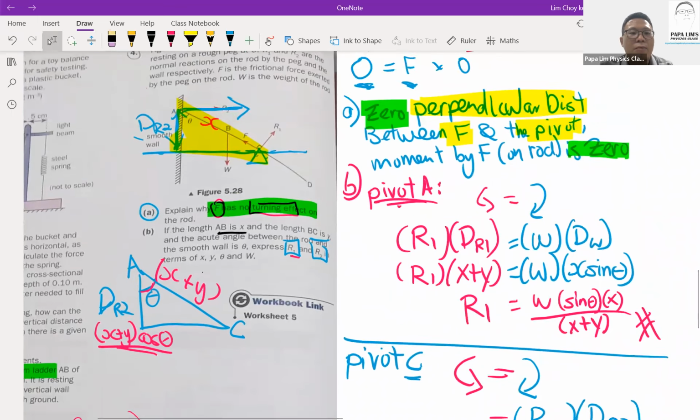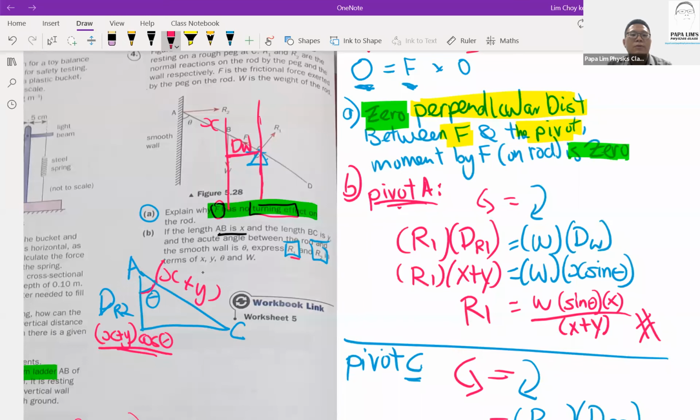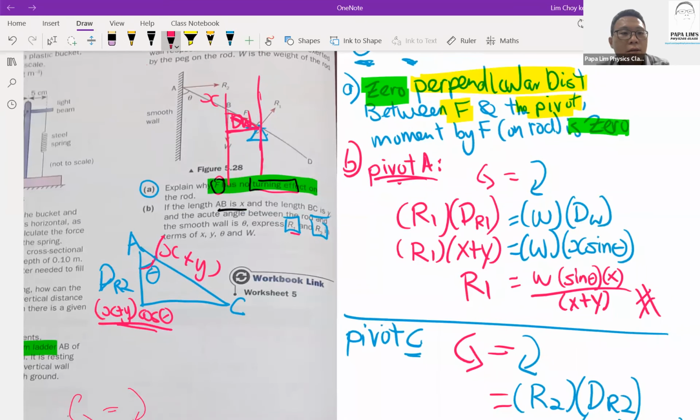Now I will get the anti-clockwise moment. The anti-clockwise moment is caused by the weight, which is here. Same as before, the perpendicular distance from the weight is somewhere here. To make it clearer, this is the perpendicular distance, dw. Same as before, there is a right angle triangle here.